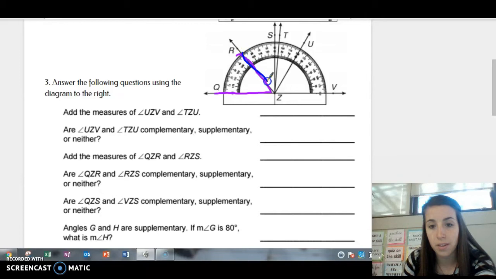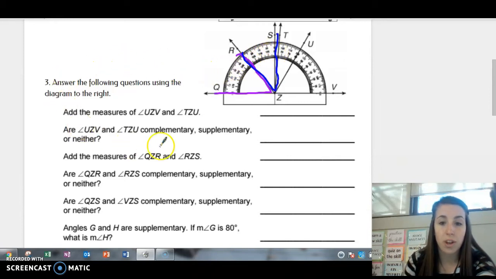RZ, oh sorry, it's S. You have to tell me what that measure is. Remember, this one does not start at 0, but you still need to count to figure out the degrees in between. Once you figure out those measures, you can kind of tell already what these two angles are going to add up to, but you would have to tell me if it's complementary, does it add up to equal 90? If it is supplementary, does it add up to equal 180? Or is it neither?